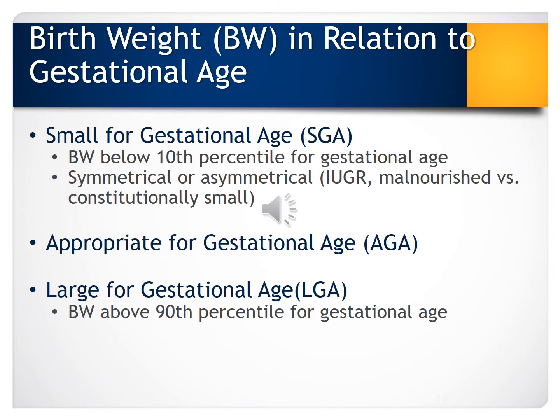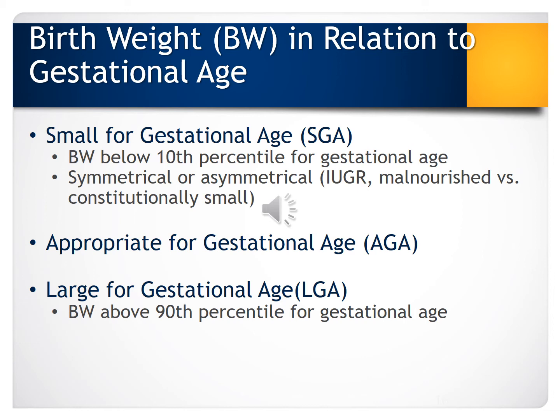So in addition to getting weights in grams and pounds, we look at birth weight in relation to its gestational age. And there's three categories: small for gestational age, or SGA, appropriate for gestational age, or large for gestational age. And so this would take into account if we have a term baby, that we would expect that baby to be around, like I said, 3,500 grams or so. If the baby was at the 10th percentile for that gestational age at 39 weeks gestation, then it would be considered small for gestational age.